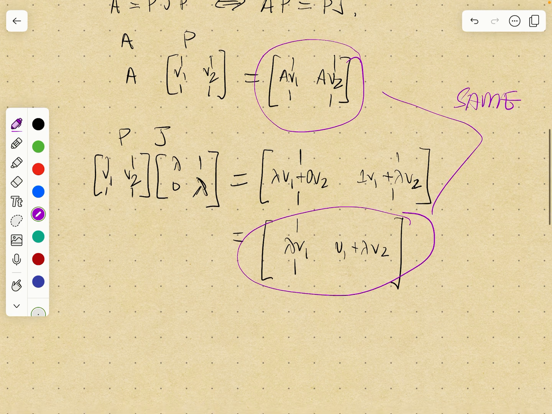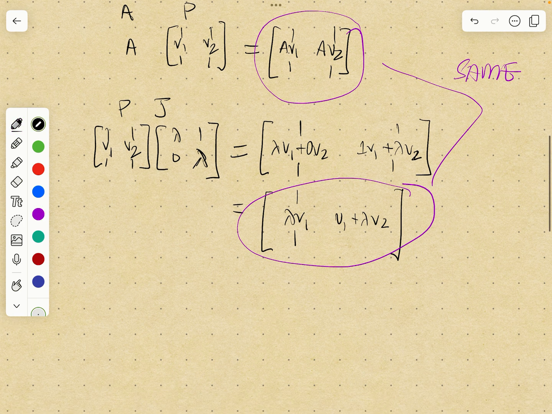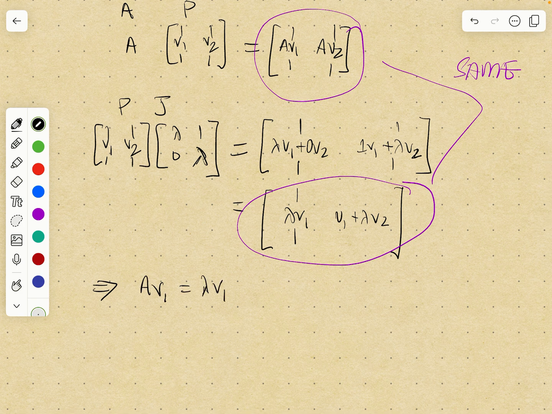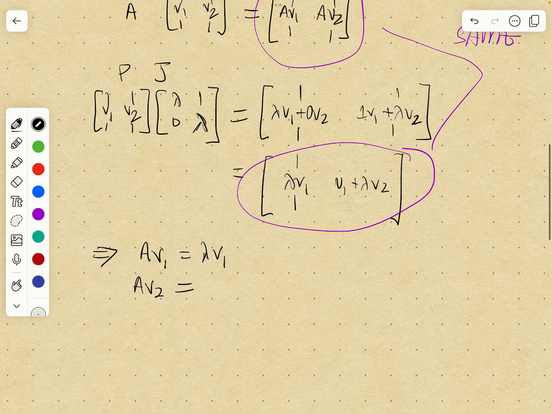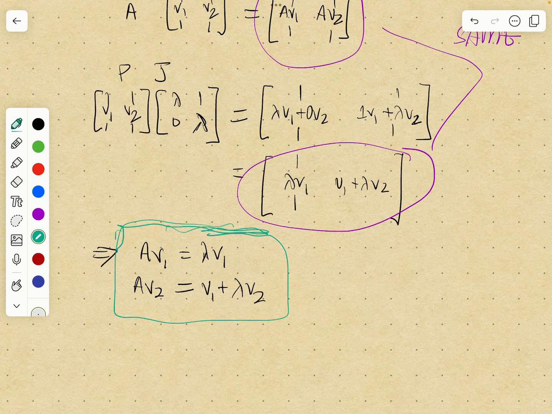And so, in particular, their columns are the same, and so what does that tell you about V1 and V2? If you set the first columns equal to each other, you get A times V1 is lambda times V1. And then the second columns being equal means that A times V2 is V1 plus lambda V2. Let's just put a box around it to indicate that this is true.